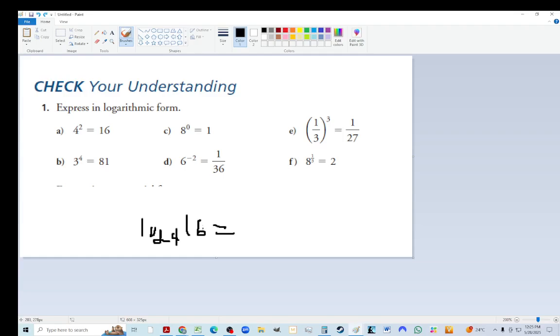So whenever we have it like this, it's asking, what do I put over 4 to get 16? As an exponent, the answer is 2. 4 times 4 is 16. Practice your exponents if you're weak. So we can do them all like that.